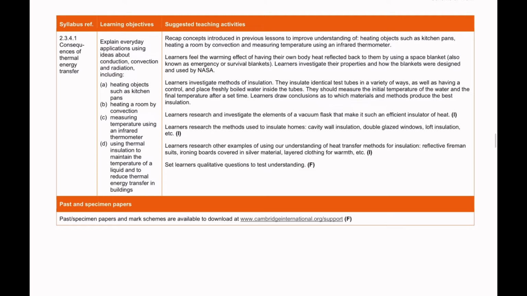B. Heating a room by convection. C. Measuring temperature using an infrared thermometer. D. Using thermal insulation to maintain the temperature of a liquid and to reduce thermal energy transfer in buildings.